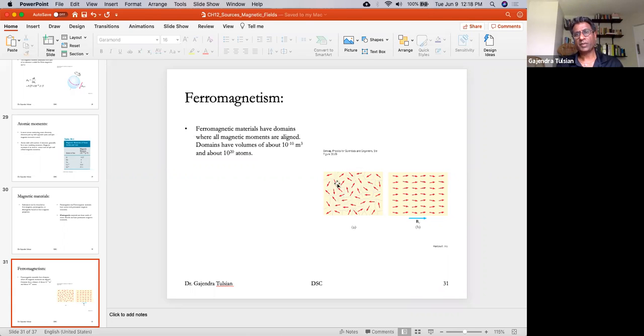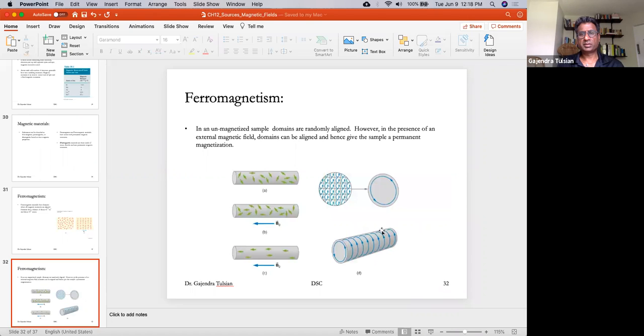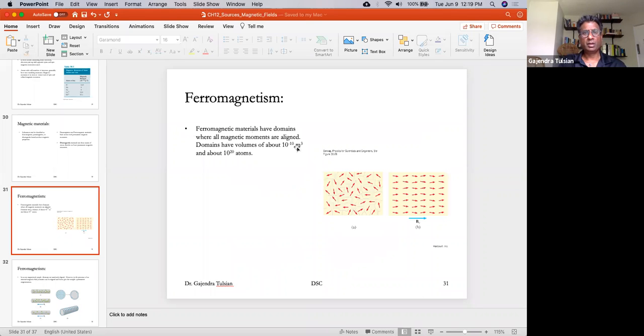The way to do this is, for instance, like this. Here's a material where the domains are all randomly aligned. You wind a wire around the material and pass a strong current, and the domains will line up. Once you remove the current, you have a strong magnet. So that's a ferromagnet. By the way, domains have volumes of about 10 to the minus 10 meters cubed and about 10 to the power of 20 atoms. So it has a very small volume, roughly the size of a grain of sand.